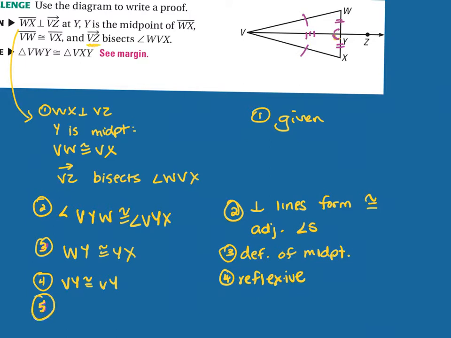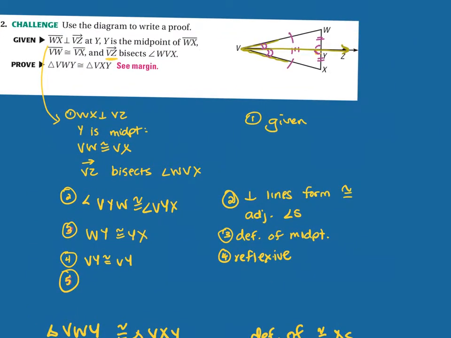So if VZ, which is this ray, bisects angle WVX, then it's saying this is congruent to this, or angle WVY is congruent to angle XVY. And that's the definition of an angle bisector. Or bisector is fine.